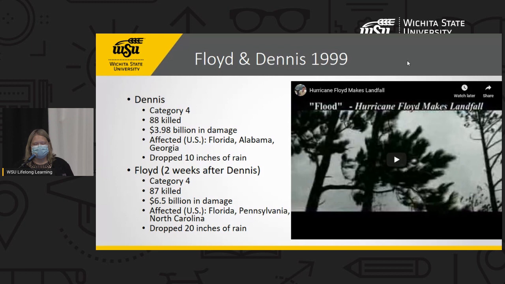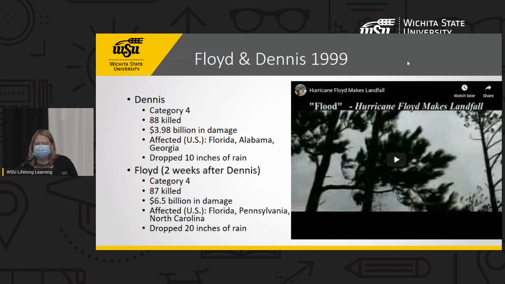Dennis came along and dropped 10 inches of rain. So these places were already devastated. They were already flooded. They'd just been hit by a hurricane. And with a hurricane, 2 weeks does not give you much time to get back to normal or even get your bearings and figure out where you're going to go, how you're going to fix this. So just 2 weeks later, along comes Floyd.